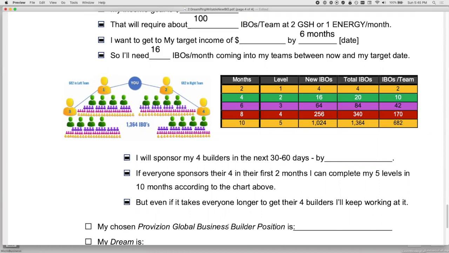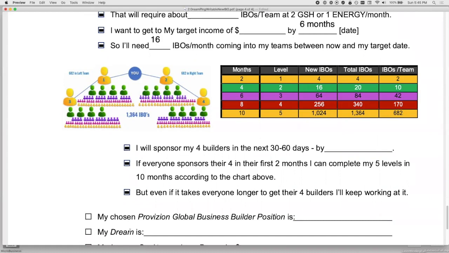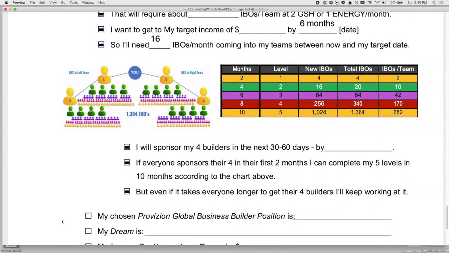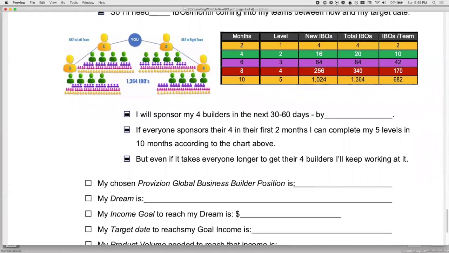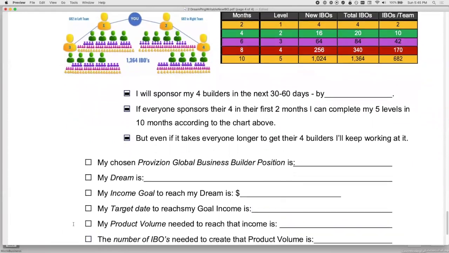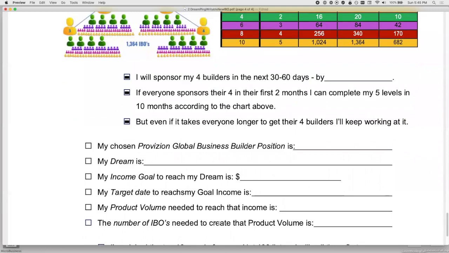So your chosen global business builder position is what? Affiliate or team builder or legacy. Your dream is whatever that dream is. Your income goal to reach your dream is. Your target date to reach your goal income is. The product volume needed to reach that income, which is how many people buying how much. The number of IBOs needed to create that volume. Remember, that's how many IBOs are buying 1 box of energy or 2 bottles of GSH. You know what that is.